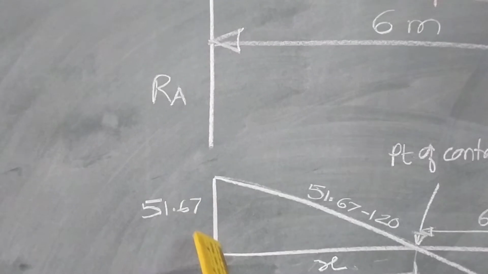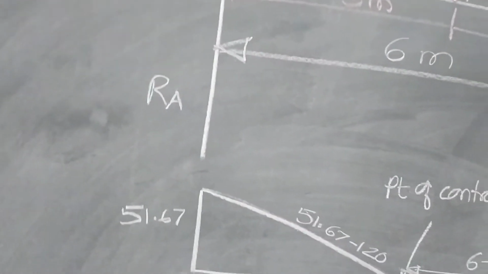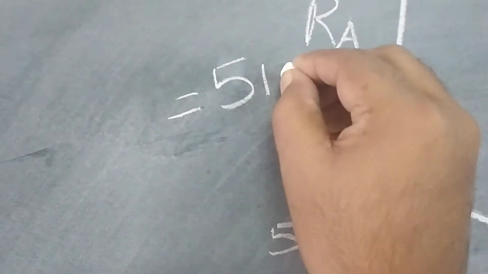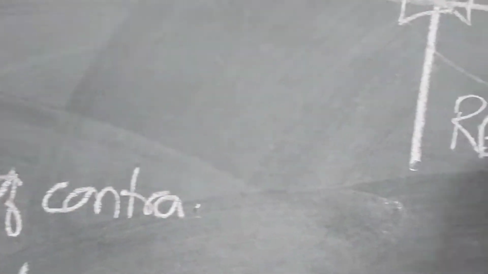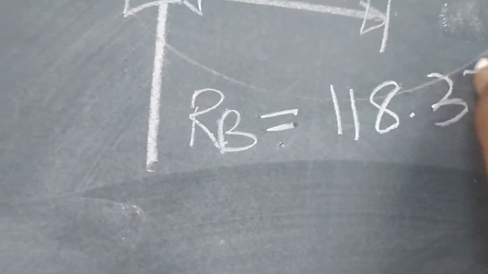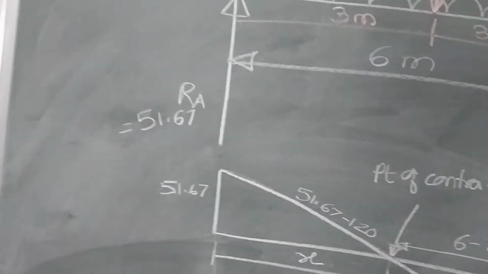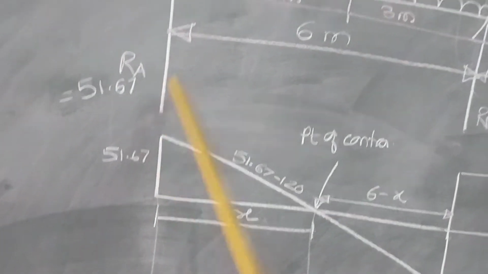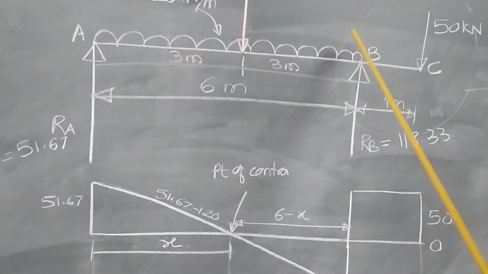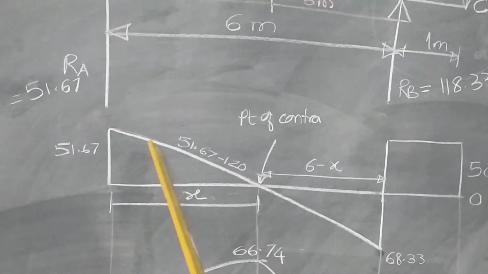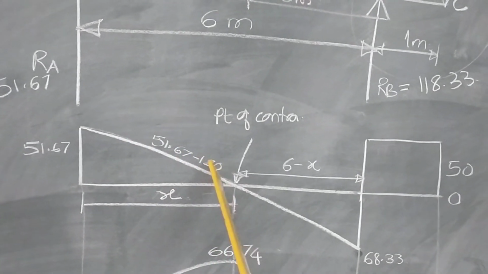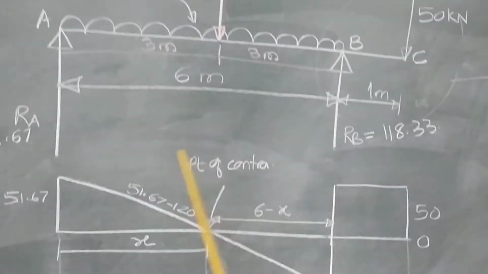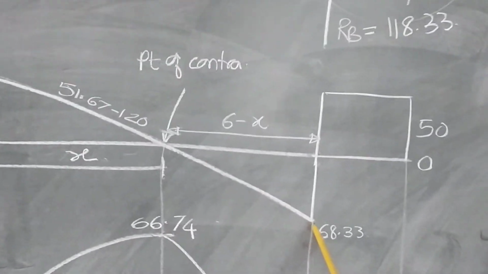Then we start with shear force diagram. Let me write down the RA value in the given diagram. RA is 51.67, RB is 118.33 kilonewton. So let us start with shear force diagram. 51.67, here is only UDL throughout the 6 meter span. So 51.67 minus 120, this is 120 UDL, that comes out to be minus 68.33.